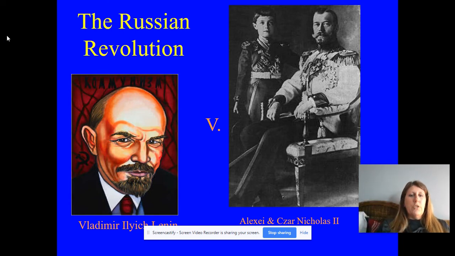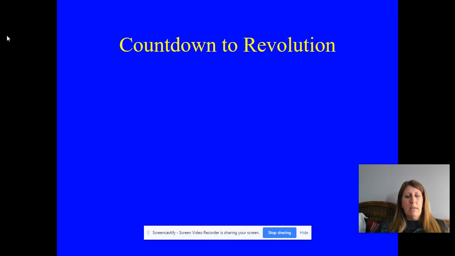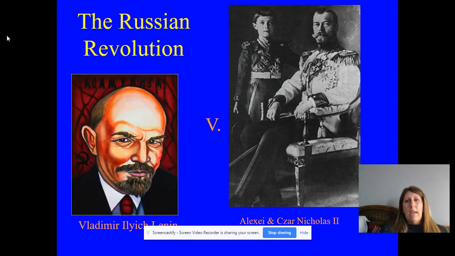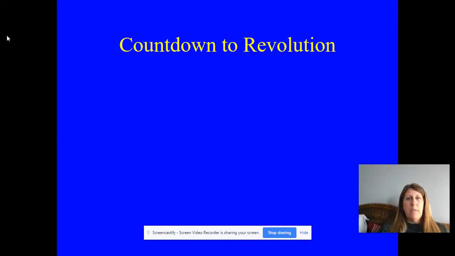Let's take a look at the Russian Revolution. So on the left there, we've got a picture of Vladimir Lenin. And then on the right, we've got a picture of Alexei, the heir to the throne, and Tsar Nicholas II that we've already discussed. So, countdown to revolution.